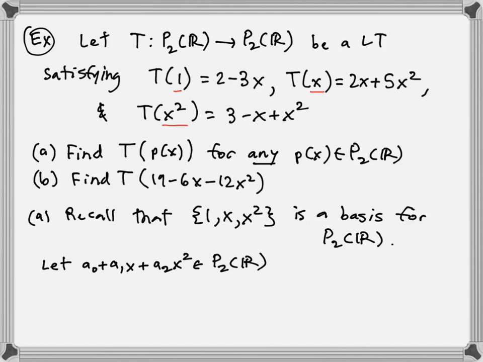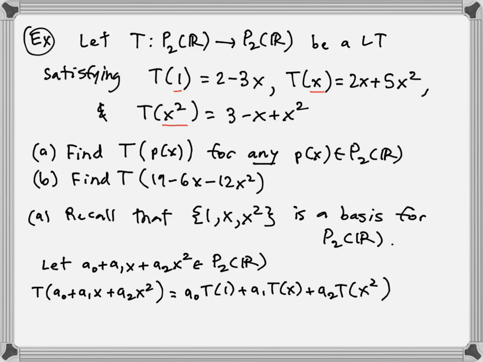What would T of that guy be? So T of a0 plus a1x plus a2x squared. How would you determine what T does to this? Well, here's the trick. Isn't it true that this is equal to, we're going to use properties of linearity here, a0 T of 1 plus a1 T of x plus a2 T of x squared?